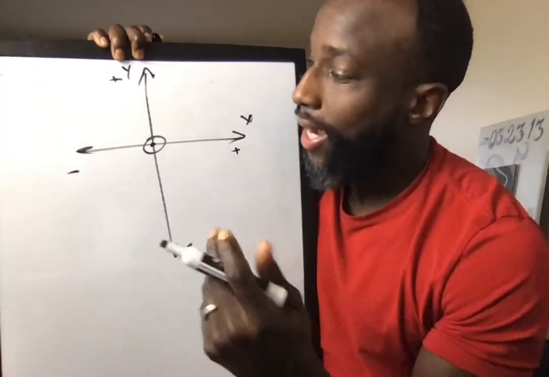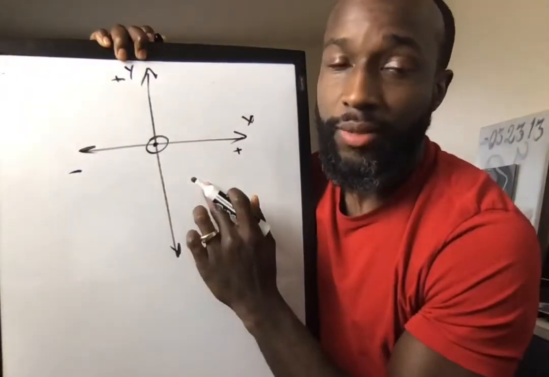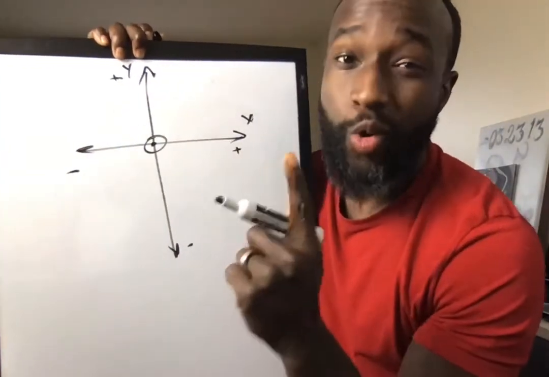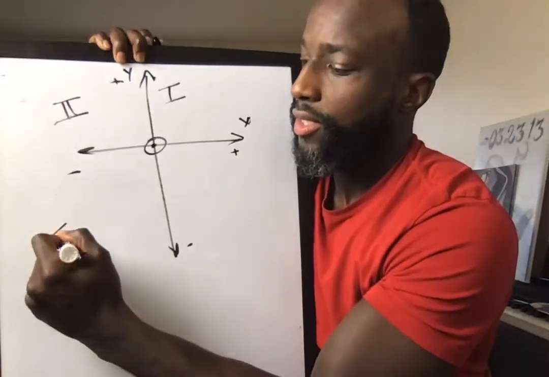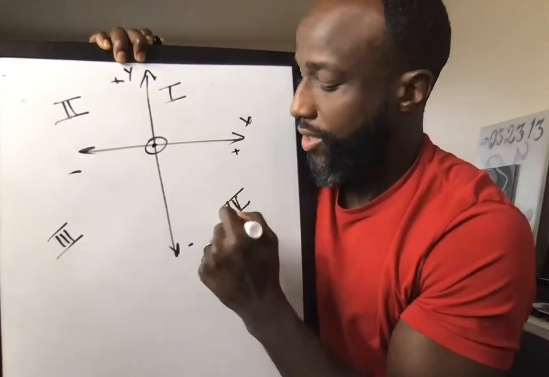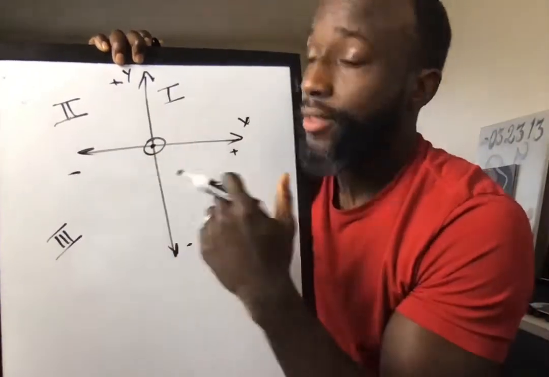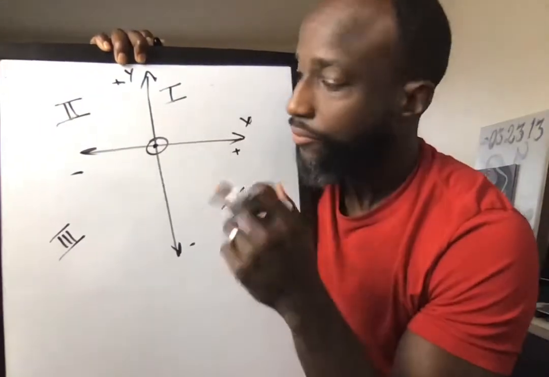The way that you identify each section of your coordinate plane is counterclockwise, and they're called quadrants, right? So you have the first quadrant here, the second quadrant, the third quadrant, and the fourth quadrant. Your quadrants are numbered counterclockwise.